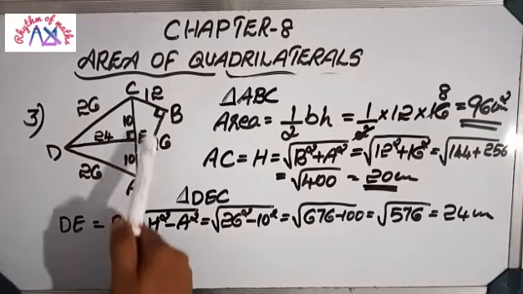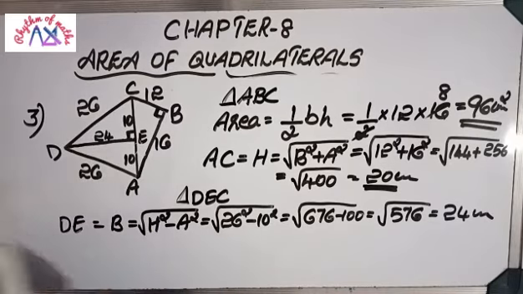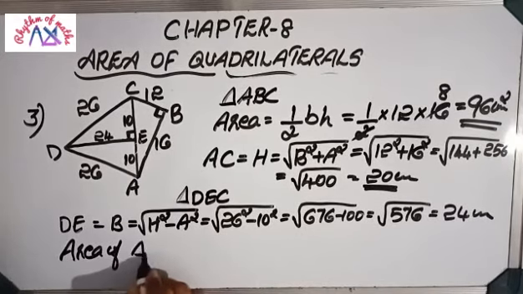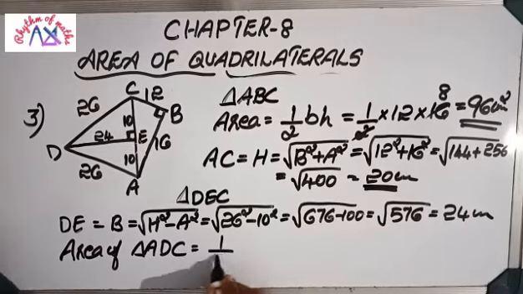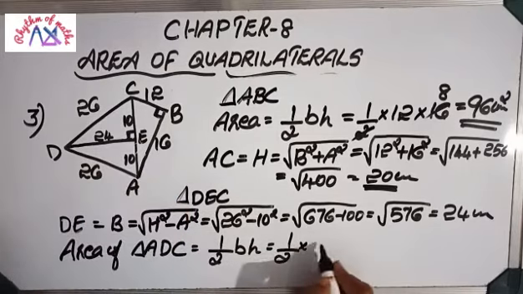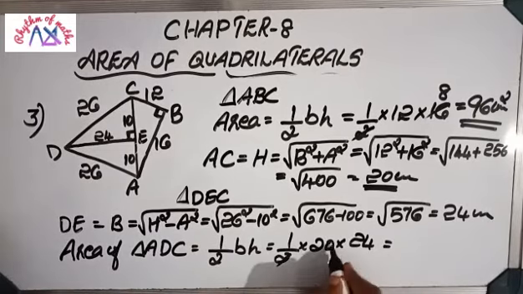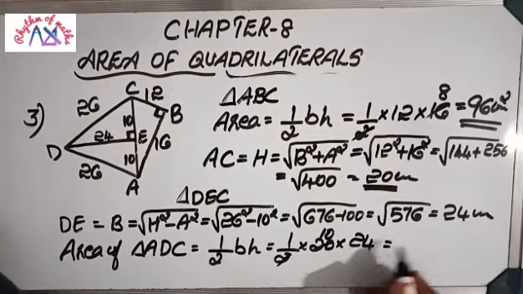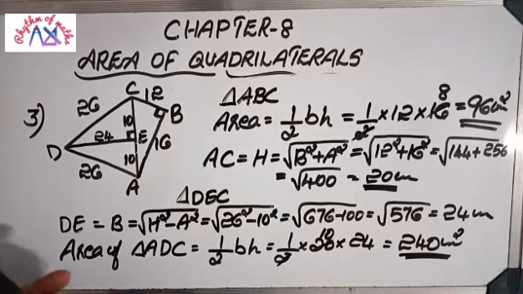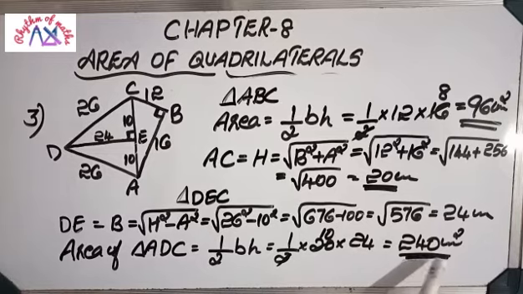Now for the triangle ADC, for this isosceles triangle, base is 20 centimeter, height is 24 centimeter. So let's find the area of triangle ADC, that is half into B into H. Half into base 20, height 24. So 2 and 20 cancel, that is 10. 10 into 24 is 240 centimeter square. So this triangle area is 96 centimeter square, and the isosceles triangle area is 240 centimeter square.